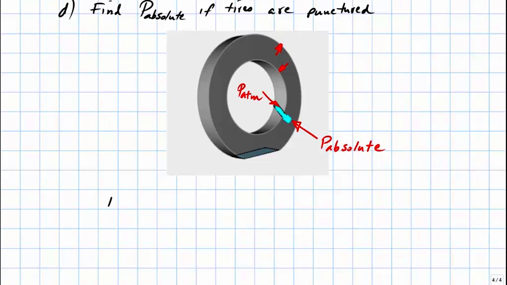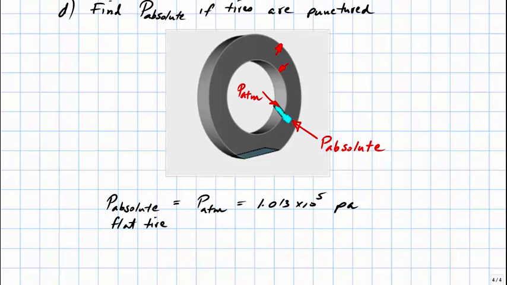So we can note that the absolute pressure of a flat tire actually equals atmospheric pressure, which of course equals 1.013 times 10 to the 5th pascals. Let's also note that if we applied a tire gauge to a flat tire, that gauge would read 0.